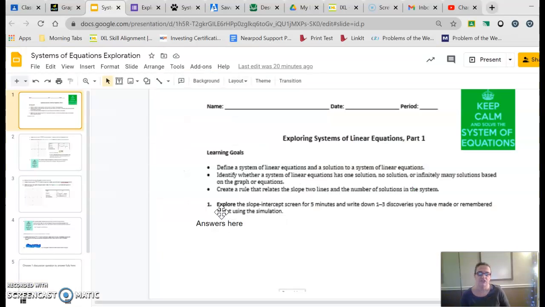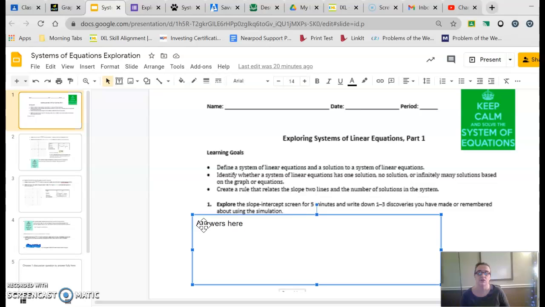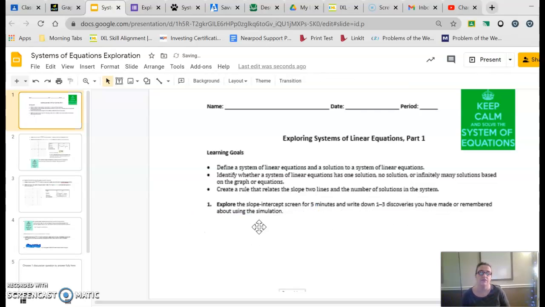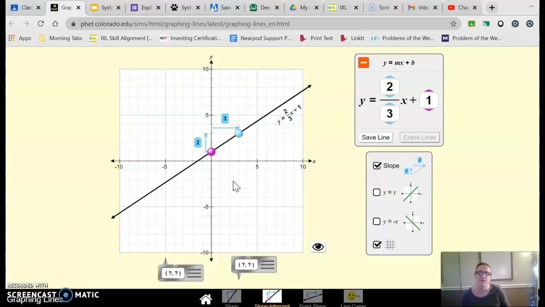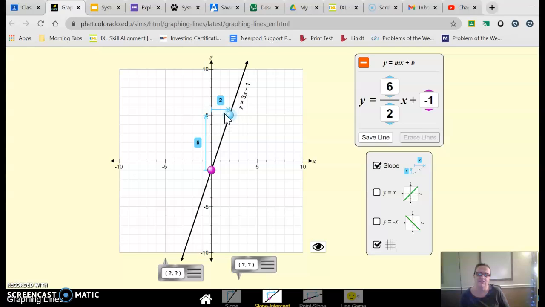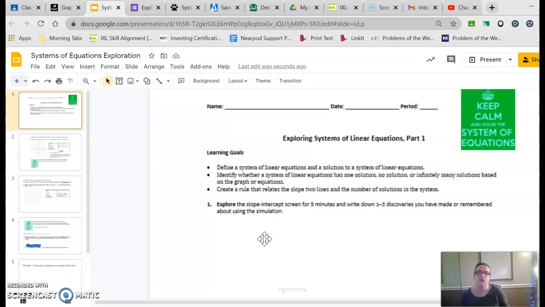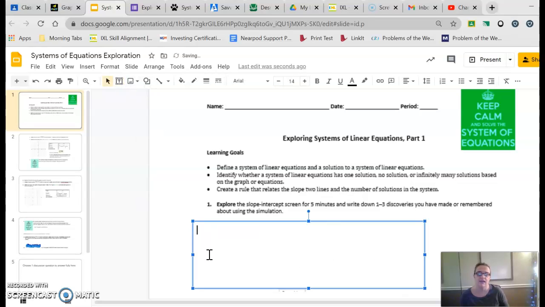Our first step just says explore the slope intercept screen for 5 minutes and write down 1 to 3 discoveries you have made or remember about the simulation. We used this tool yesterday, so that might save you some time here. When you open it up, if you're like, yeah, I did this yesterday, I remember how to do this, you can probably just fill in this answer right away. Get a text box and go ahead and type in what you remember, just some overviews about using the tool.